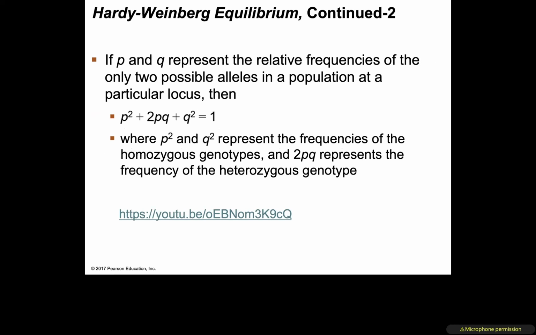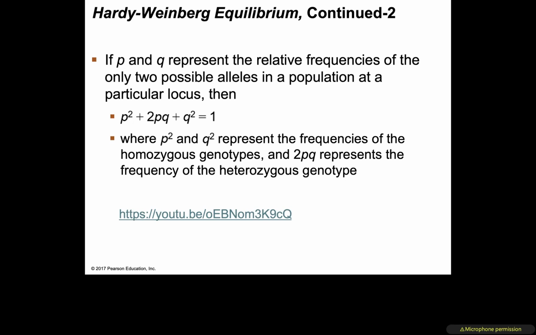So with this, we're going into what P and Q are. We have some variables, P and Q. P and Q represent the relative frequencies of two possible alleles. Okay, so we can only compare two alleles at a time.